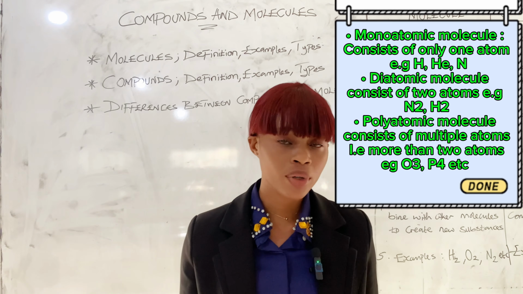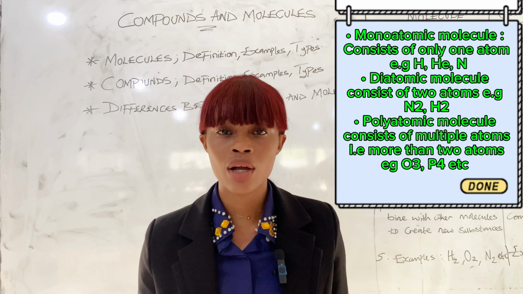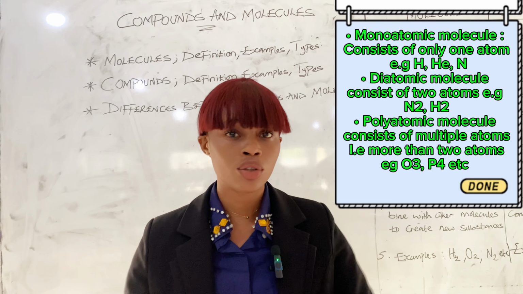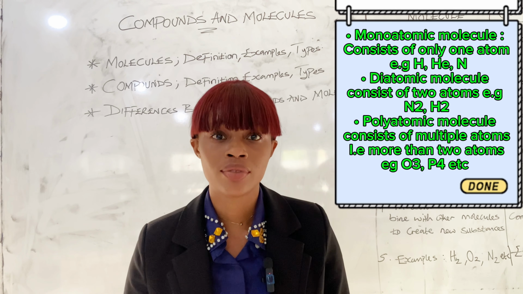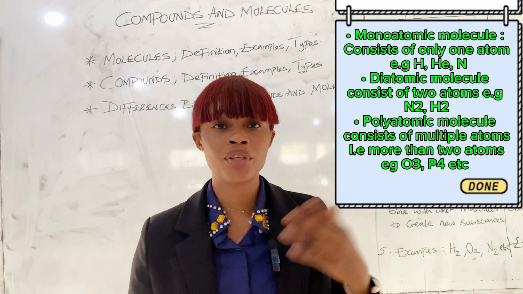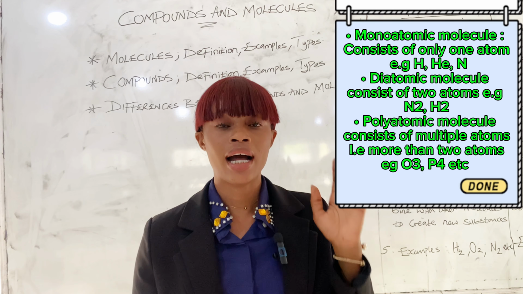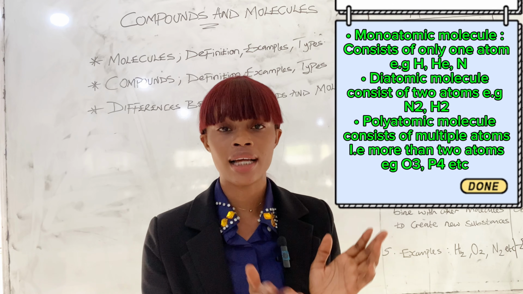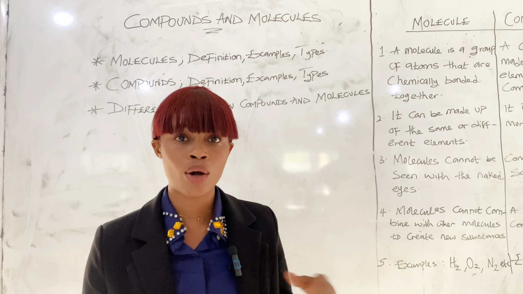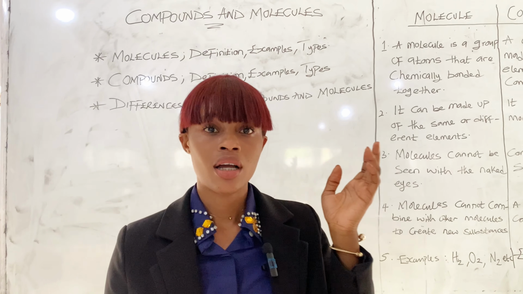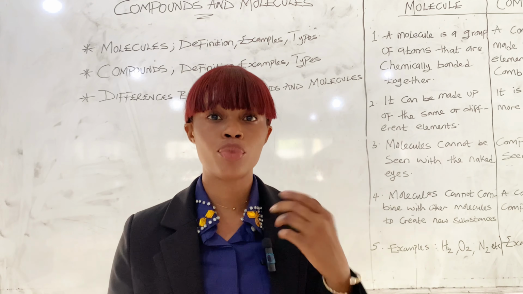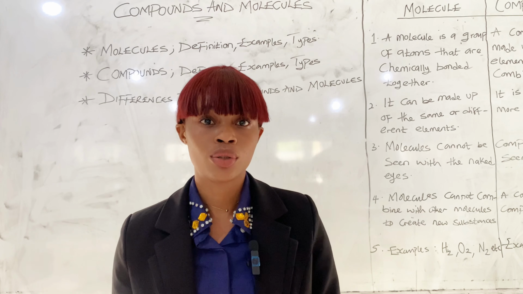Then we have polyatomic molecules. What are polyatomic molecules? Polyatomic molecules are molecules consisting of more than two types of atoms. An example of this is tetraphosphate molecule, which is P4. So it consists of 4 atoms of phosphorus in that molecule. So those are the types of molecules. So I will quickly run through that. We have monoatomic molecules, diatomic molecules, and polyatomic molecules. So that is for molecules.